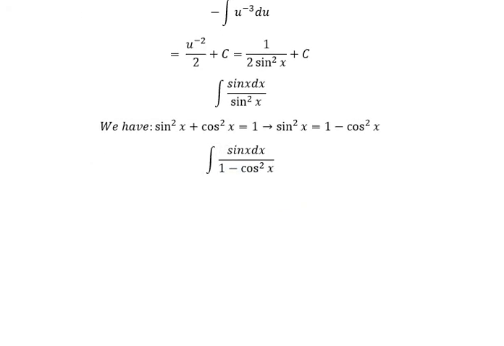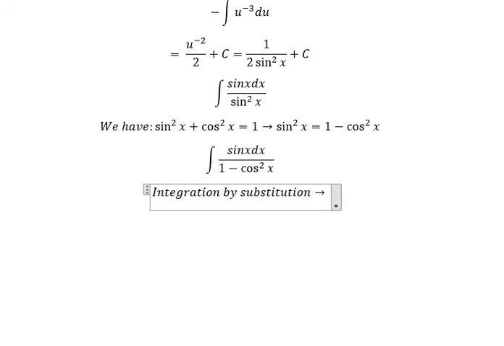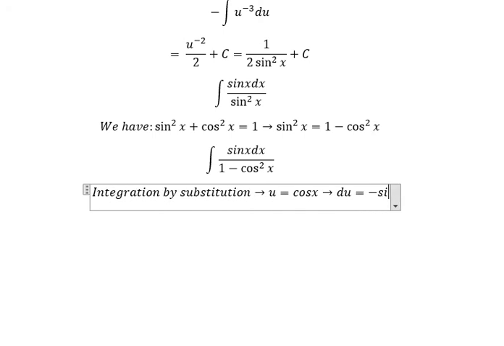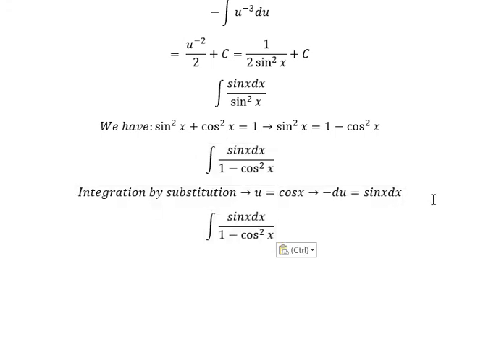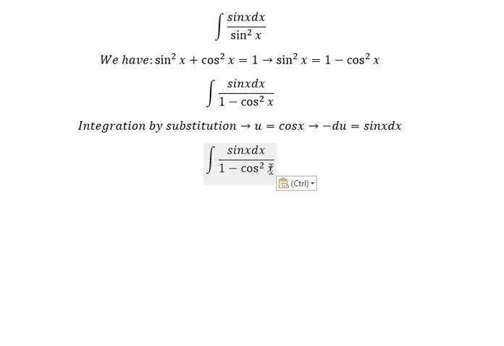Now we can use integration by substitution. So we put u equal to cosine x, du equal to negative sin x dx. Because we don't have the negative, we put the negative next to du. Cosine x, we change for u square. Sin x dx, we change to negative du.